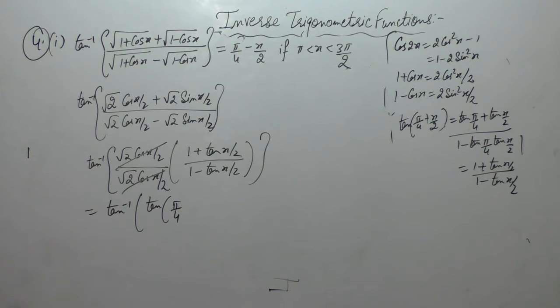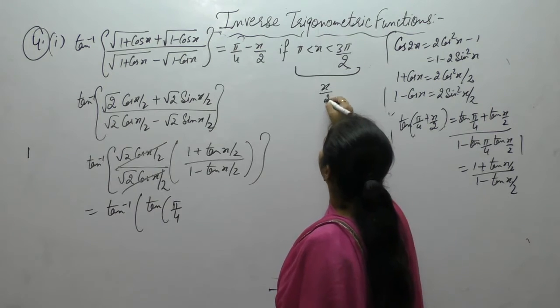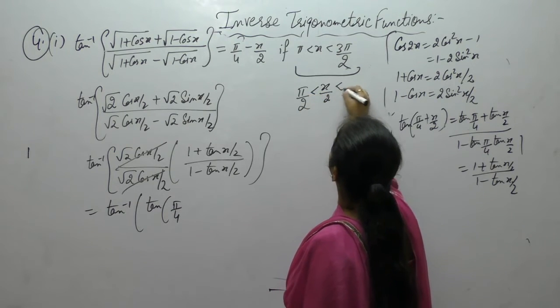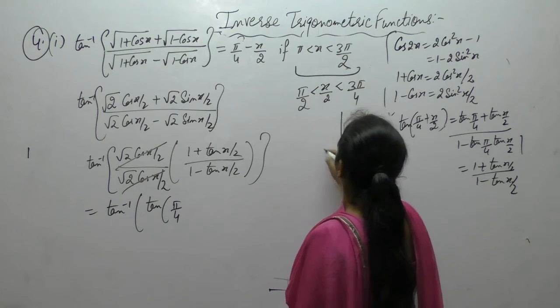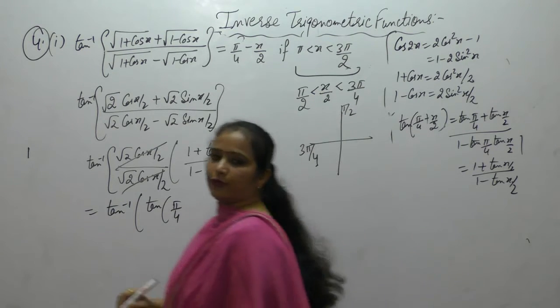But here the limit x lies between this. So the angle x by 2 lies between pi by 2 and 3 pi by 4. Between the limit pi by 2 to 3 pi by 4.